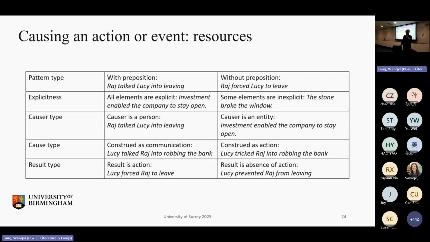How did the stone get there? We're not told in that sentence. There is a causer type, which may be a person or an entity. There is a cause type. It may be communication: Lucy talked Raj into robbing the bank, or it may be construed as action: Lucy tricked Raj into robbing the bank. And the result can be an action or an absence of action. That's the difference between forced Raj to leave and prevented Raj from leaving.